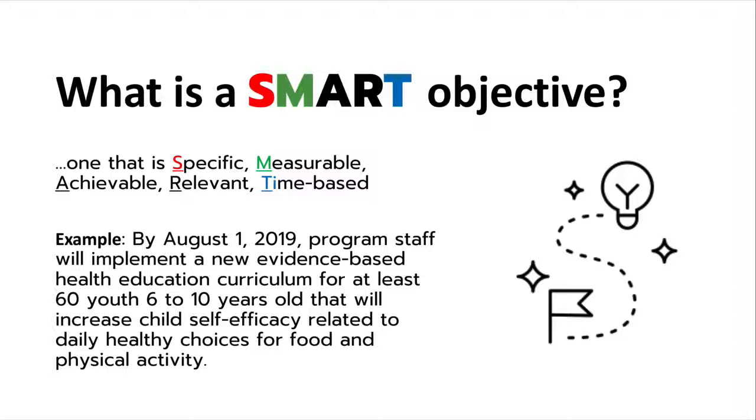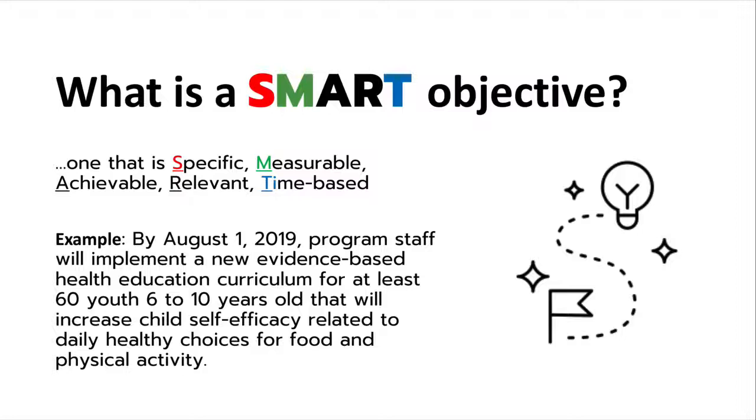You can see on this slide, we've color-coded some of the different letters within SMART. So the S for specific will be red, the M will be green for measurable, and the T will be blue for time-based. And then we're showing you here an example objective.